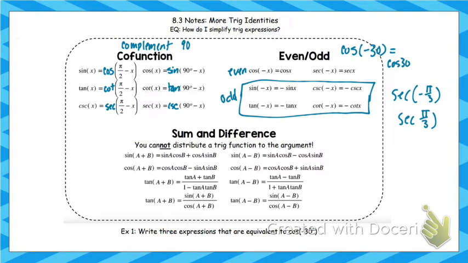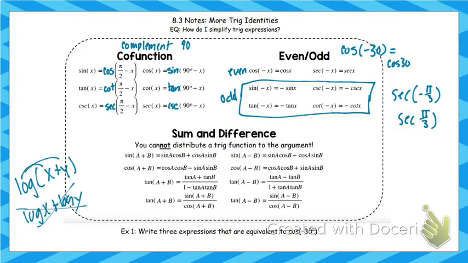Okay, so now the other identities we're going to look at are these sum and difference ones. There's a lot of them to look at, but don't worry, you'll be given the formulas. What I want you to really pay attention to here is the fact that you cannot distribute a trig function to the argument. We've talked about this a lot this year. For example, if you have the log of x plus y, we couldn't distribute that and say it's log x plus log y. That didn't work.